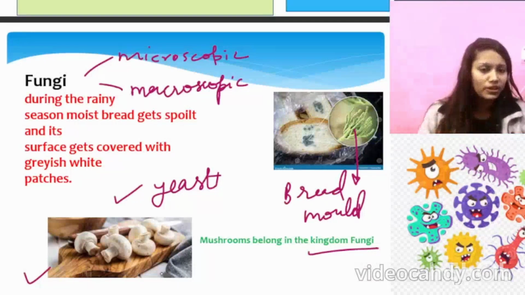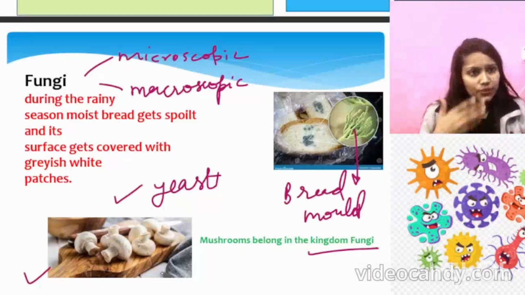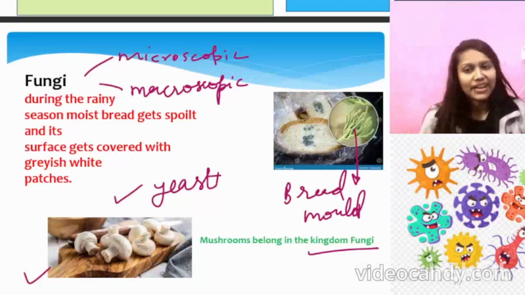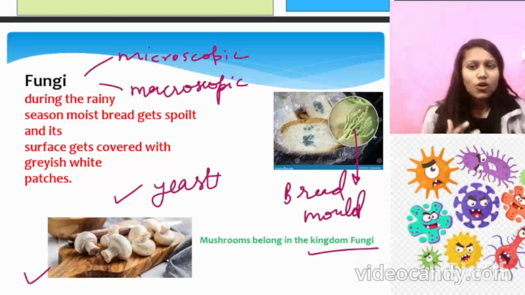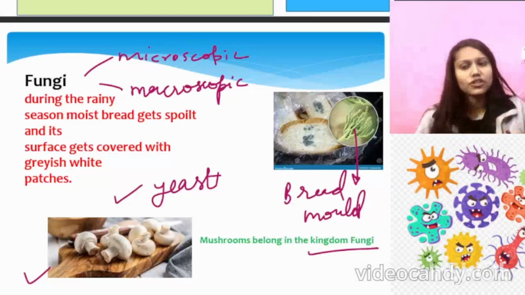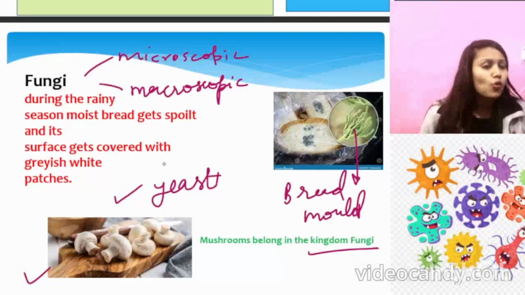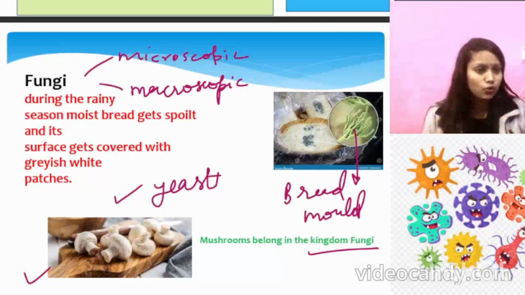We have already learned in our previous chapter that fungi take nutrients from dead and decaying matter. They are saprotrophs. We learned about saprotrophs in our previous class, so fungi are saprotrophic in nature. They obtain their nutrients from dead and decaying matter. Now, there are fungi which are microscopic in size, like yeast, the commercial yeast that we use for baking purposes.